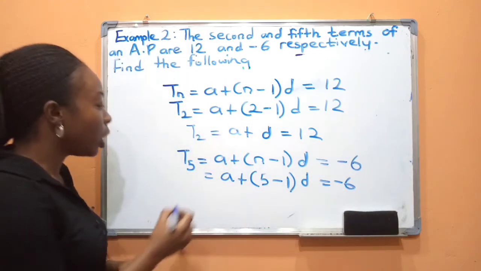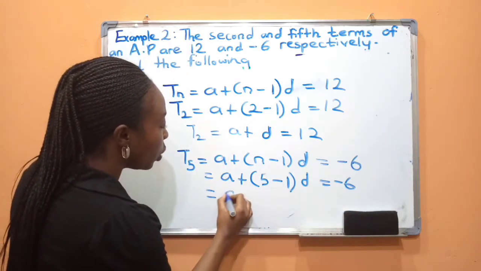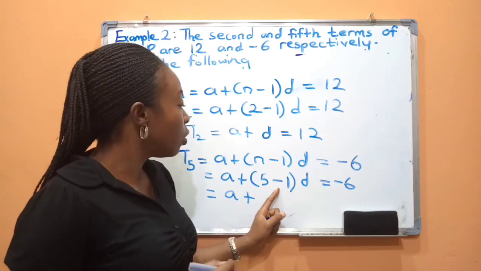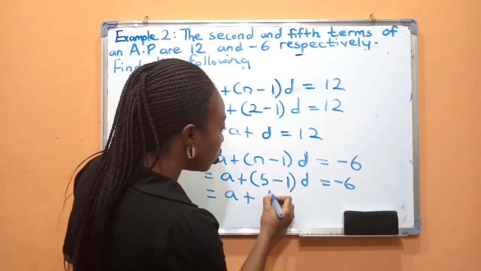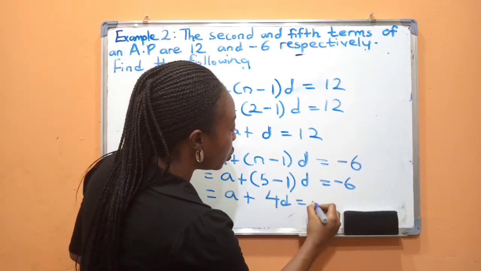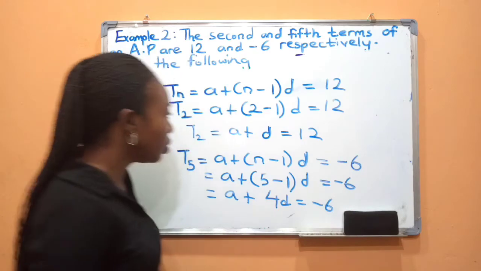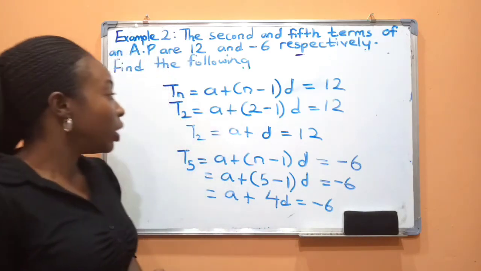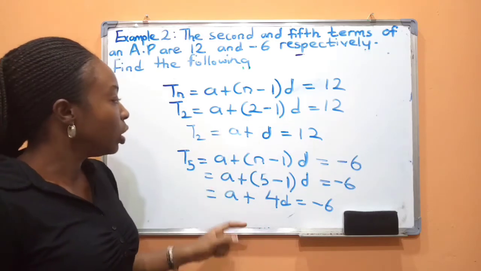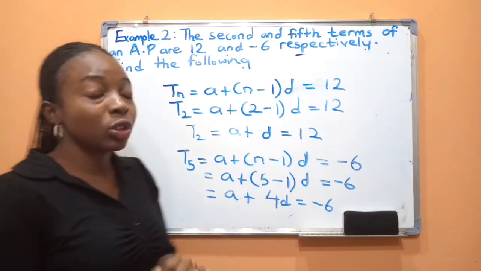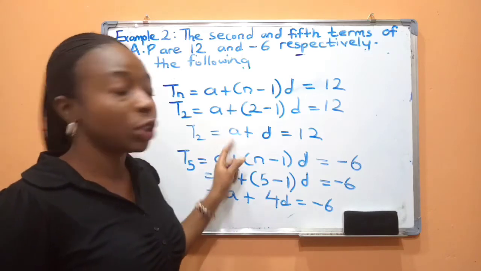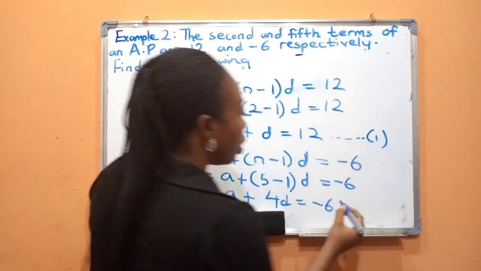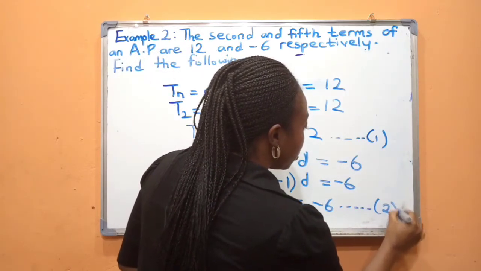So we're going to have the fifth term equals a plus, when you say 5 minus 1, you're going to have 4. 4 times d gives you 4d. So we have a plus 4d equals minus 6. So let's take a look at these two answers we got. What do we observe? We can solve for the unknowns. Since we have two unknowns, we can solve using simultaneous equations. So we can call this equation 1 and call this equation 2.